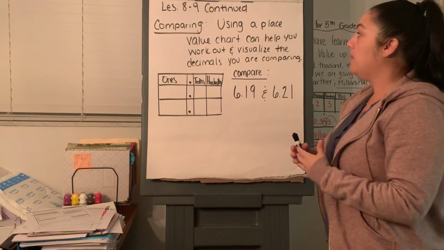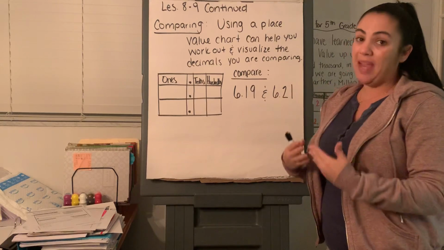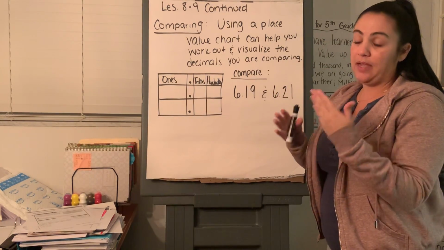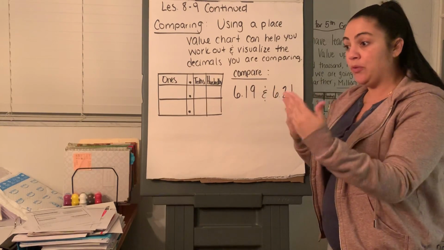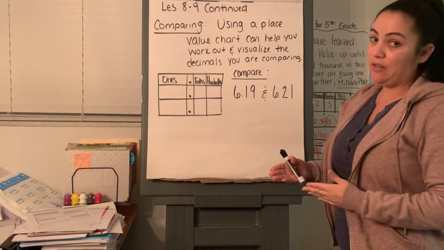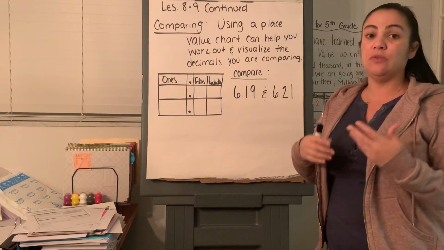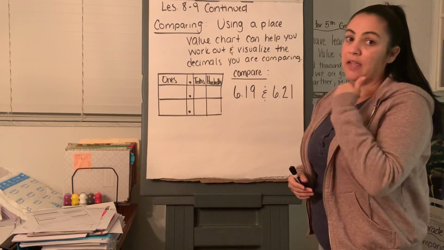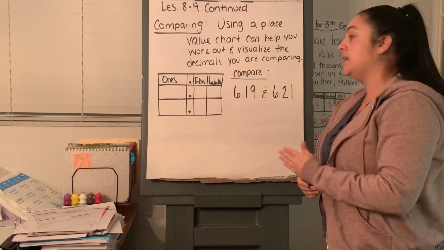So remember that when you are comparing any number, you always start in the largest place value. And you start looking at both the numbers to see which one is greater than the other. A place value chart with decimals allows you to line up the numbers in their correct spots to then compare from the greatest place value to the least.